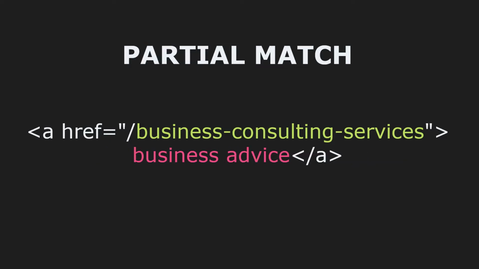A partial match uses a variation of the targeted keyword phrase. An example is using the anchor text business advice to link to a business consulting services page. It isn't an exact match, but it includes some of the keywords or a variation of them.